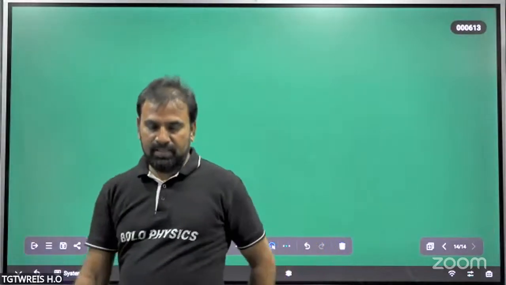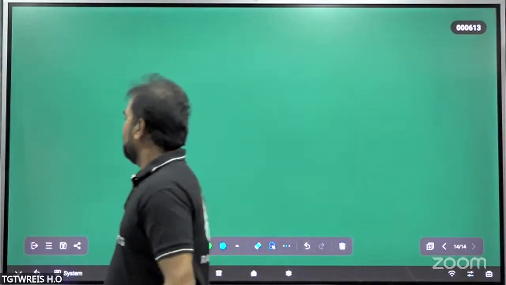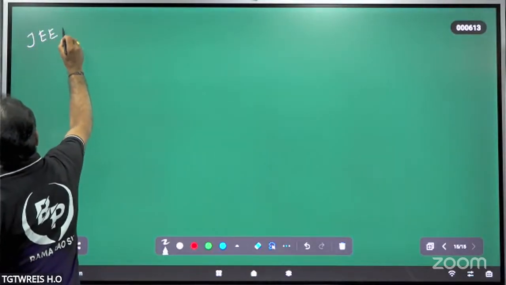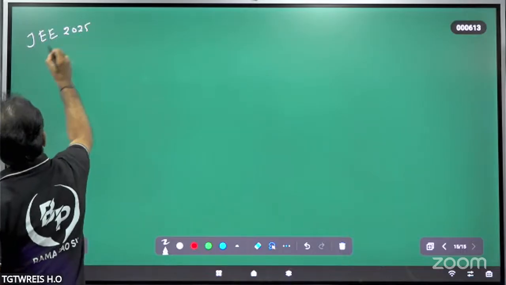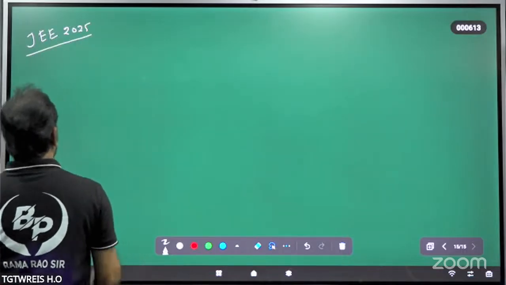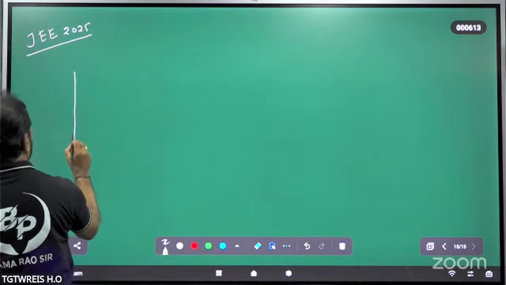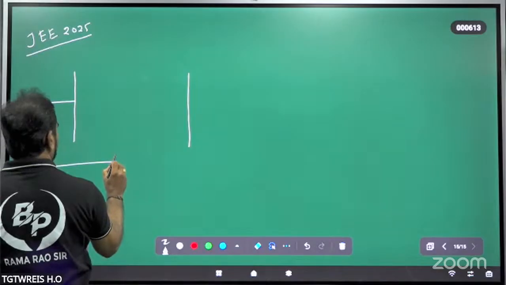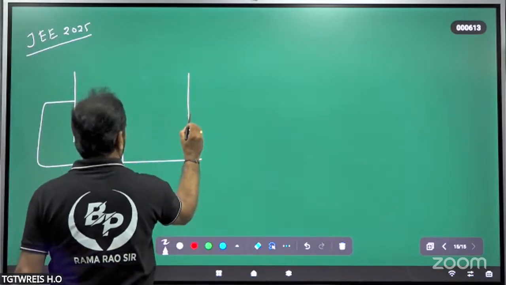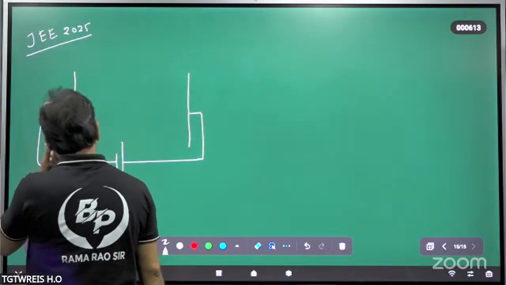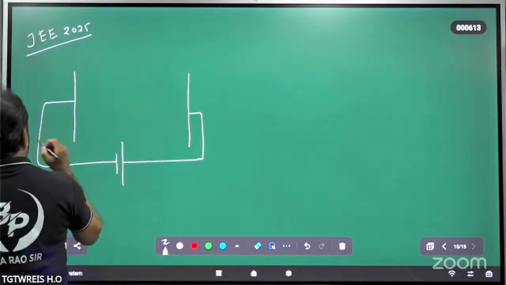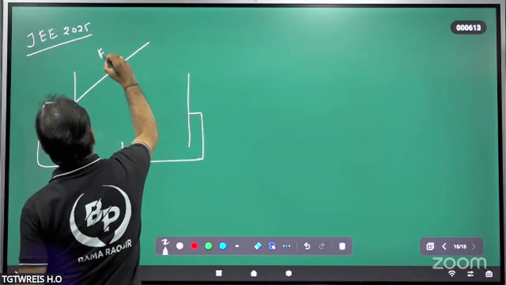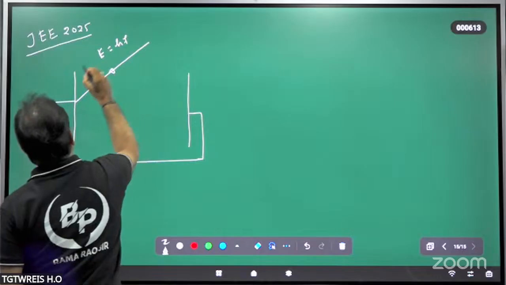Next problem, see. Next JEE problem. This is a JEE 2025 problem. Okay. A photon of energy is incident on a metal surface in a photoelectric experiment like this. This is a photoelectric experiment, beta. Okay. A photon of energy is incident on this like this. A photon of energy equal to hf is incident on the emitter.